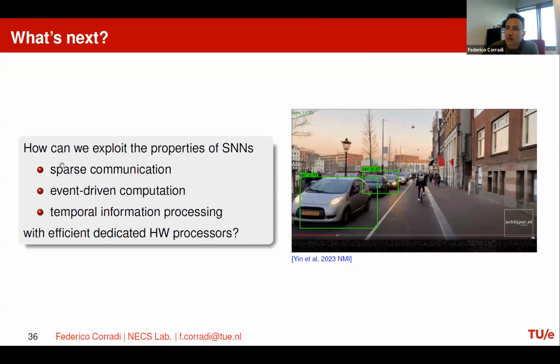I would like to exploit this sparse communication because the network only consumes spikes. It is fully event-driven computation and processes temporal information. So how can we support this type of model, or even modify it, to be able to realize efficient dedicated hardware processors? This is an open challenge, of course. Many people are working on it, but I think it's a very nice challenge.